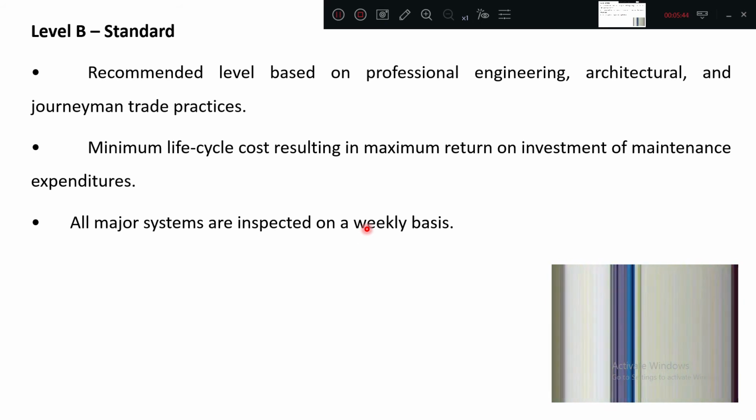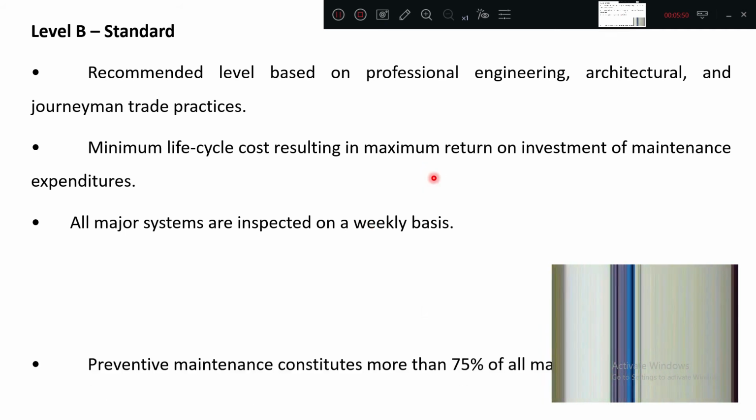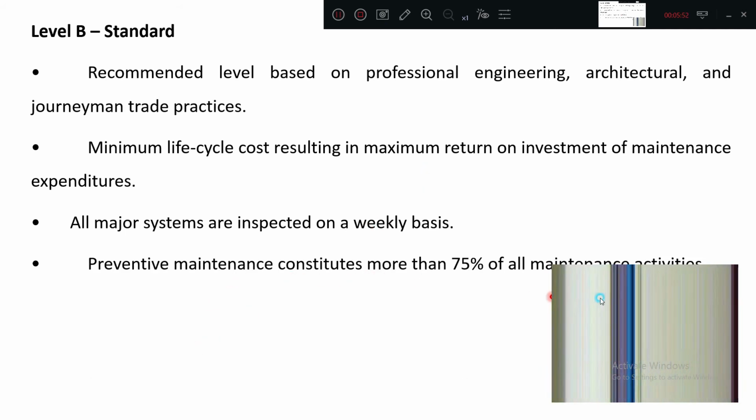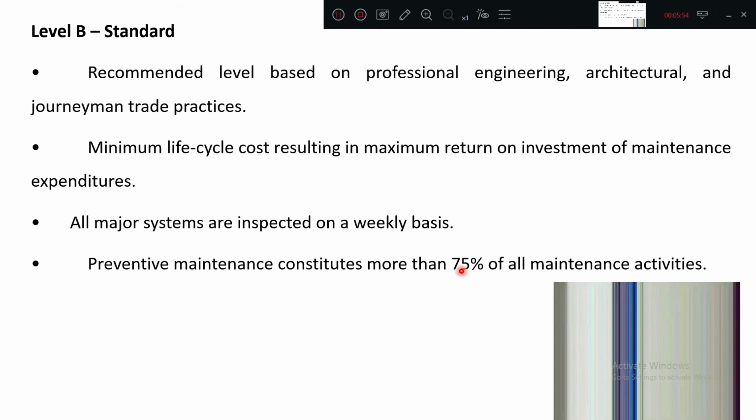Here comes the important part. In the previous one we saw it was done on a daily basis; here it is done on a weekly basis. Preventive maintenance share is 75%. In the previous case it was more than 90%. Here the preventive maintenance part will come up to 75%.